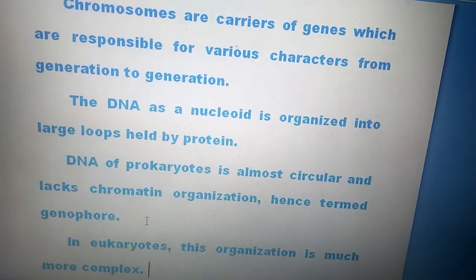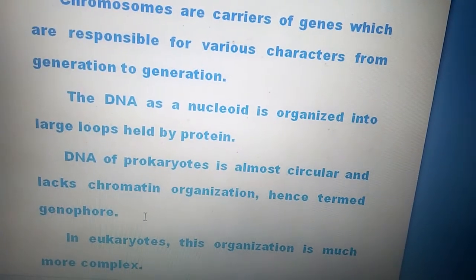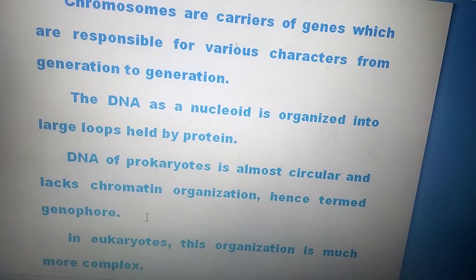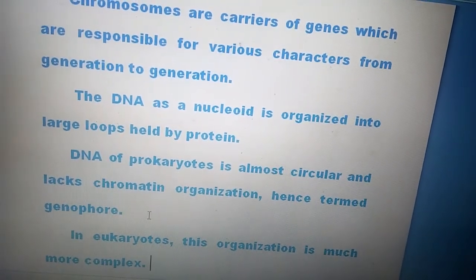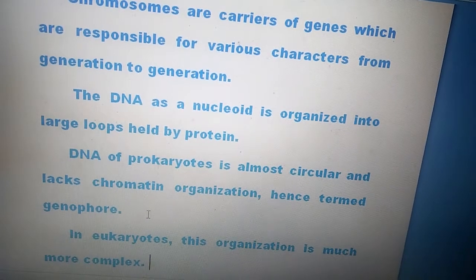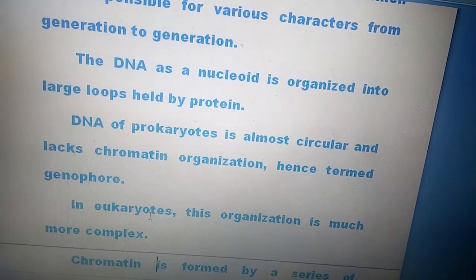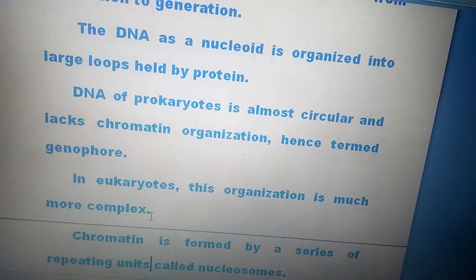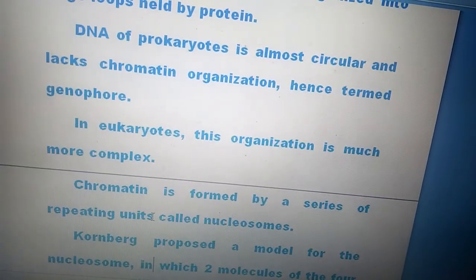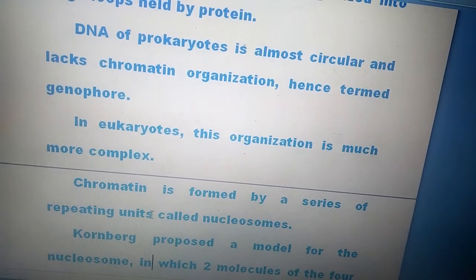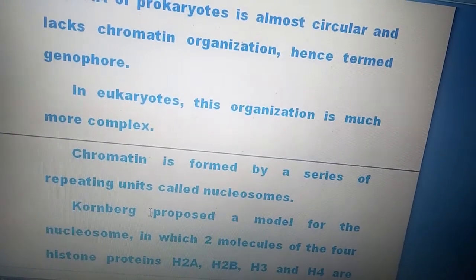DNA of prokaryotes is almost circular and loop-like, and lacks chromatin organization, hence termed genome core. In eukaryotes, the organization is much more complex. Chromatin is formed by a series of repeating units called nucleosomes.